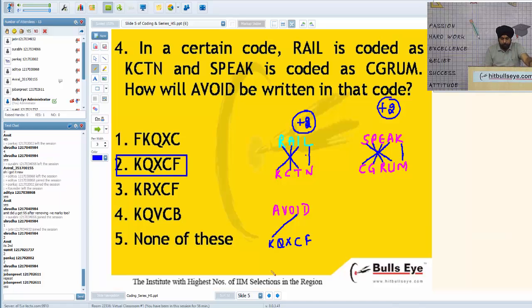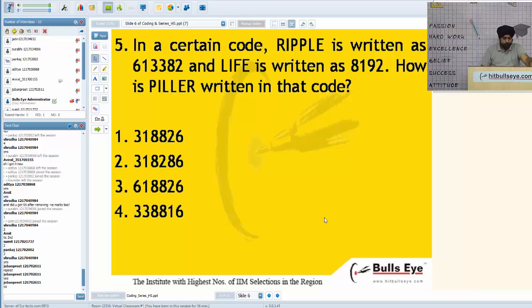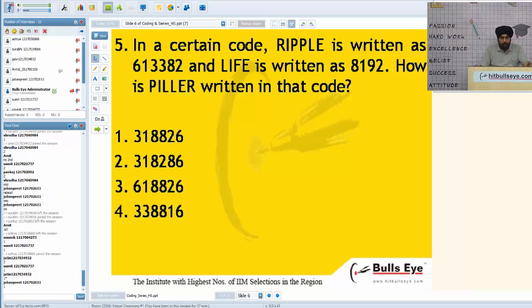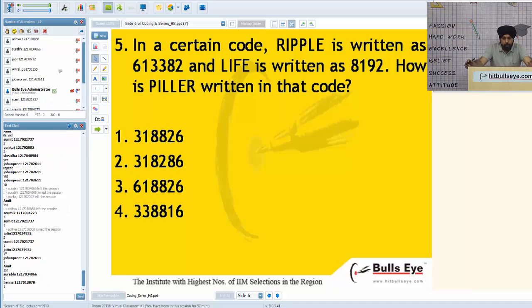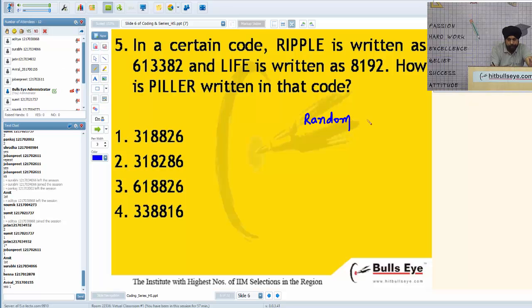So let's move to the next question, students. This one. Please answer it. So all of you are getting the answer to be 1 here. So students, the coding which has been done here is random. That is, there is no logic that the examiner has applied for this. The only difference is that all the letters that you need in the word pillar have already been covered in the 2 words given, that is ripple and life.